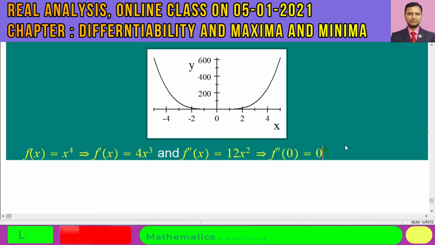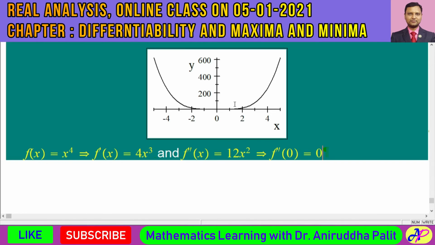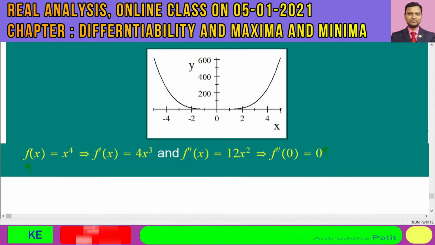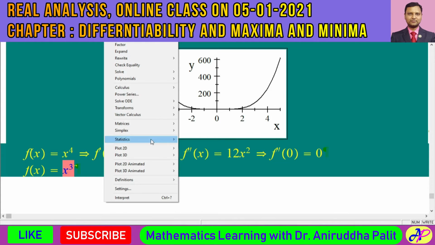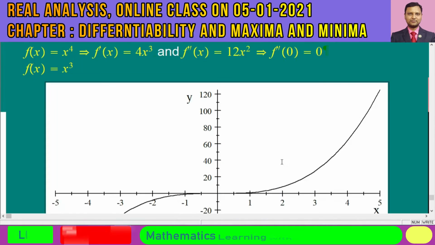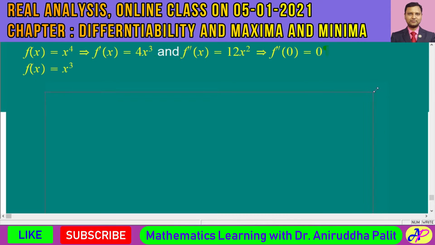And I am giving you one more example. Suppose I am considering a function, the second example, f of x equal to x cube. Now if we again draw the curve, let me draw the curve. This would be the curve of the function x cube.